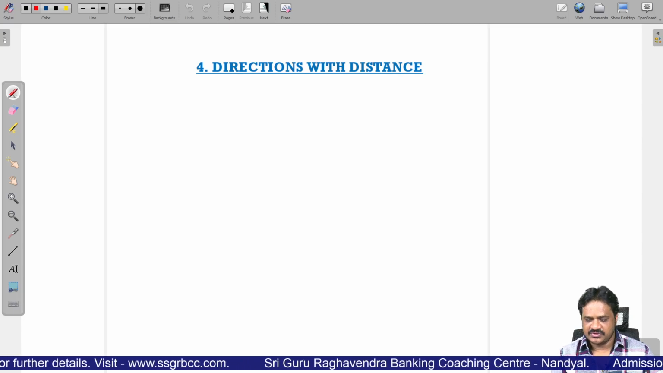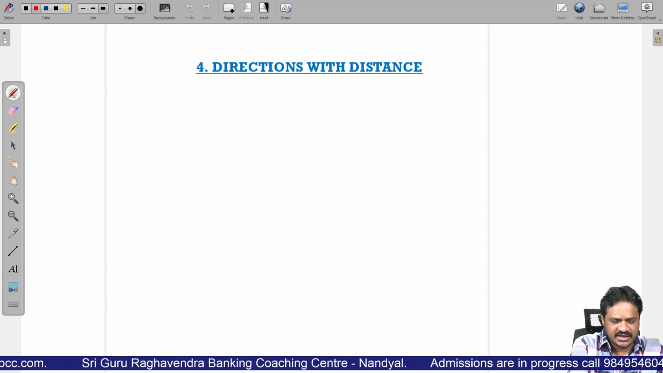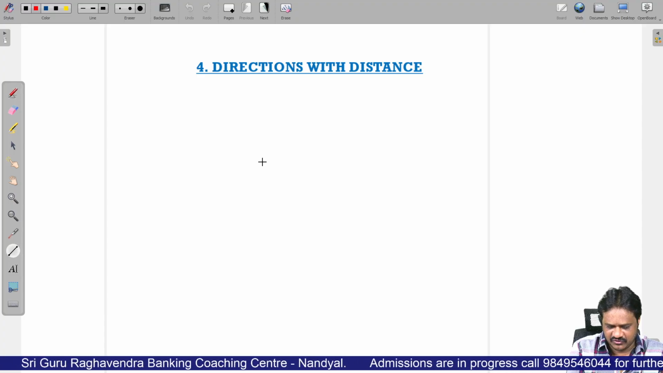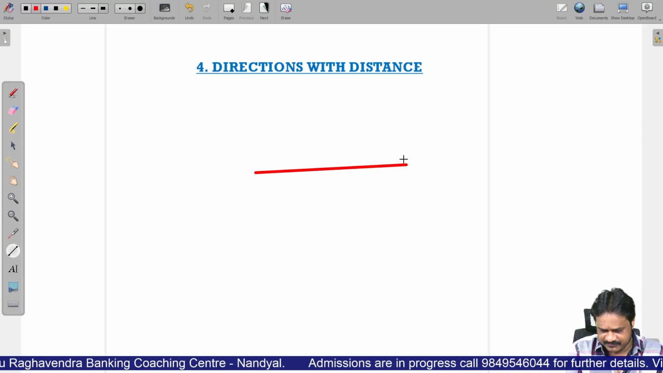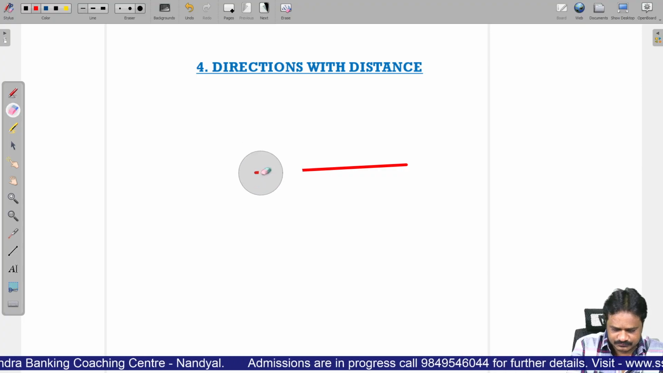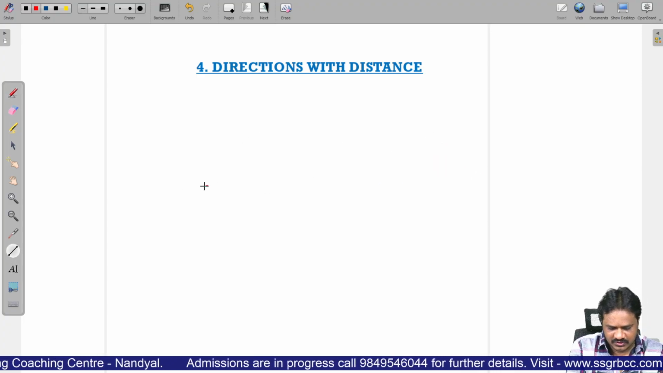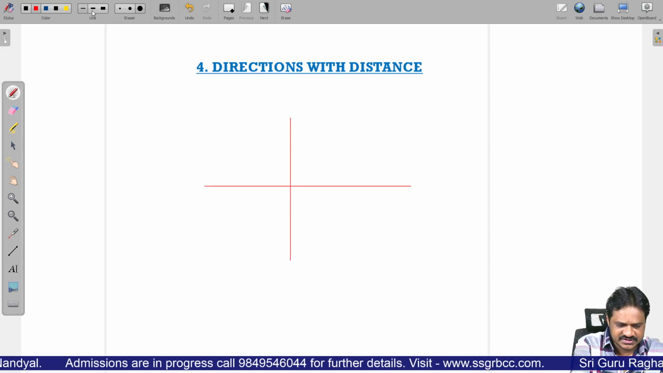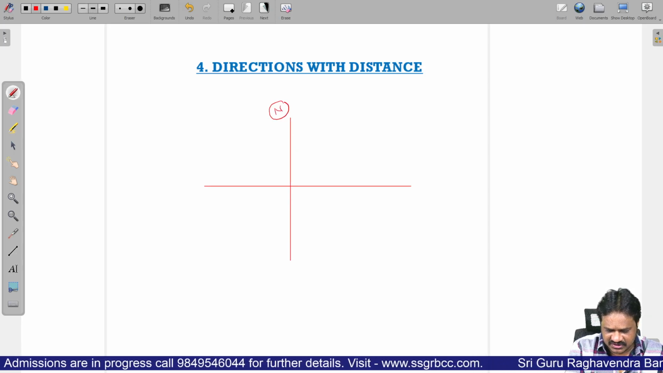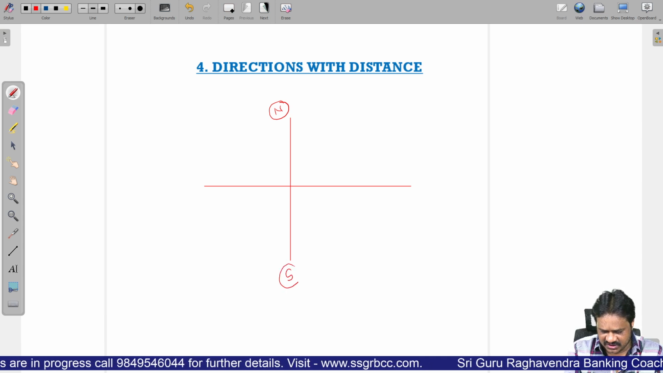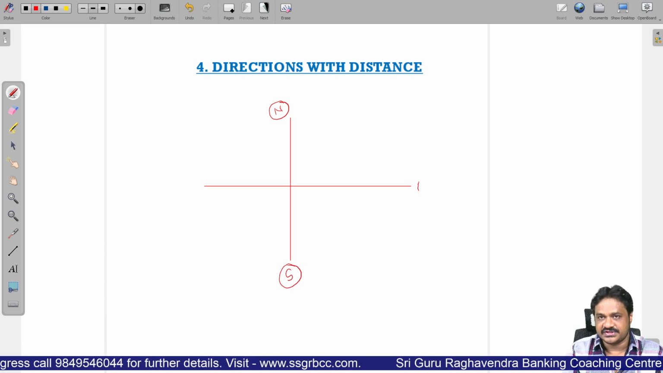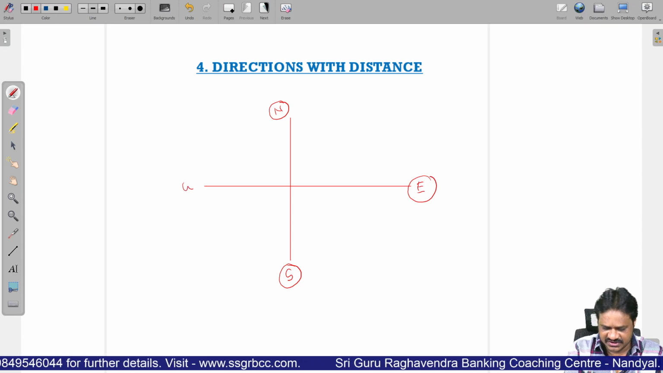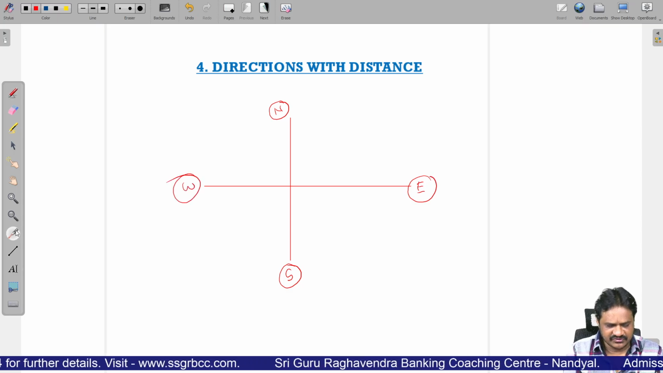Okay, today we will start the new chapter in reasoning: directions with distance. What are the directions? All of you know that there are four major directions. This is called the north direction. This is called the south direction. This is east. This is west. There are four major directions.